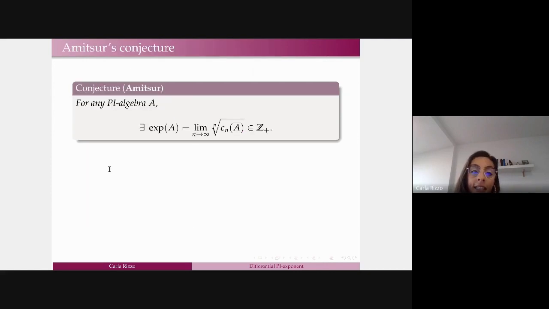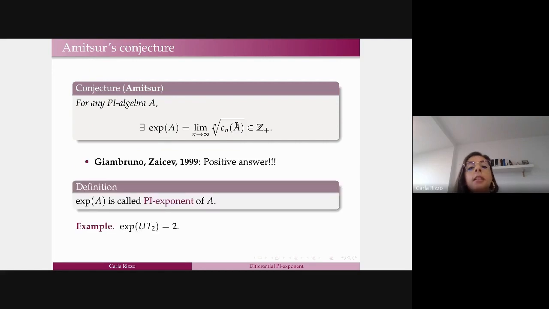And in this context, Amitsur conjectured that for any PI algebra, there exists this limit, and it is a non-negative integer. Giambruno and Zaicev gave a positive answer to this conjecture in the case of associative algebras, and they call this limit the PI exponent of A. An example of exponent: the exponent of UT2 is equal to 2.